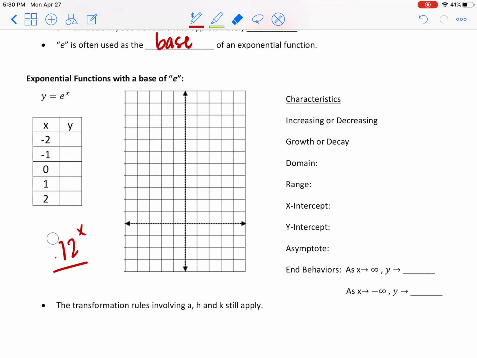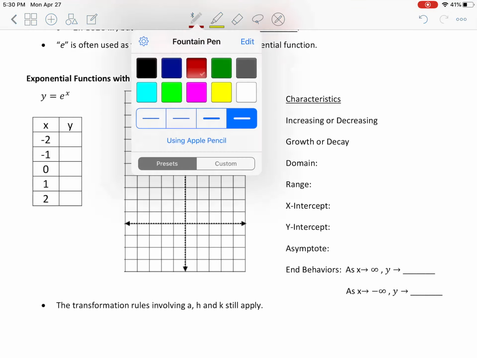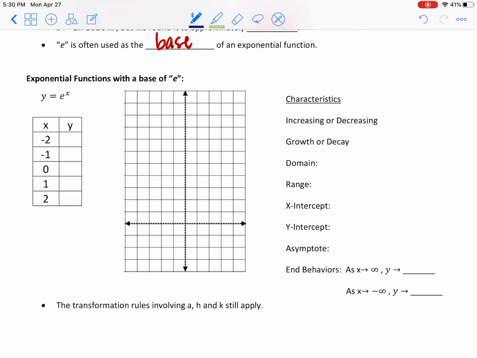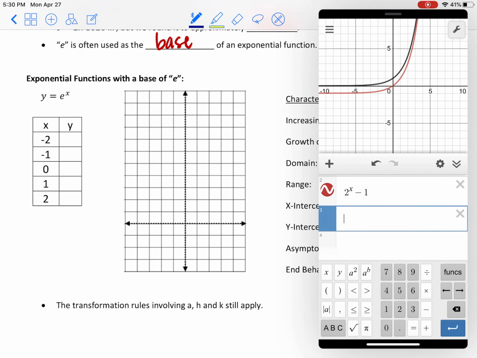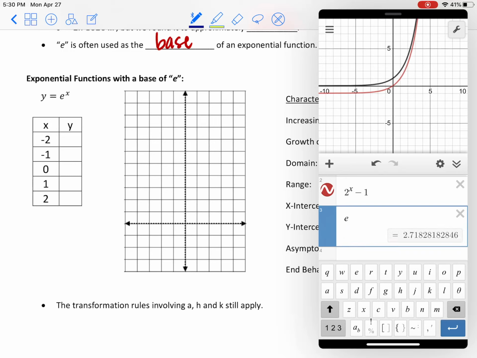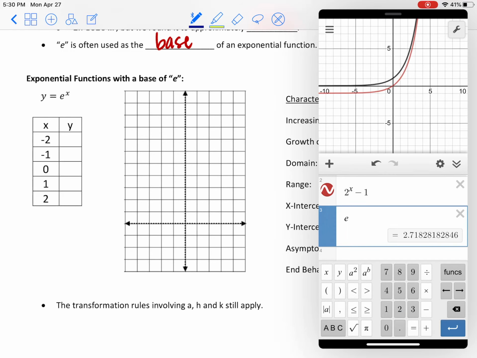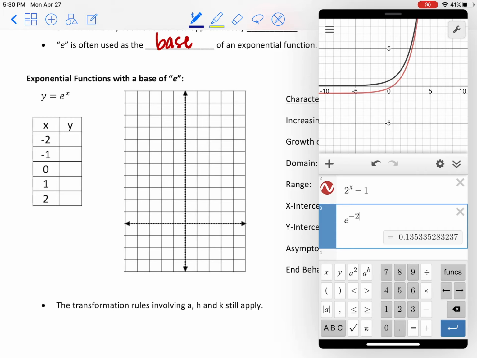So e to the x, I just want you to see it here. We should really already know what this graph is going to look like, because if e is 2.72-ish, what would our graph look like if it was 2.72 to the x power? Well, since this base is bigger than 1, we're going to see a graph that grows, okay? So it should look very similar to the first two that we graphed from the front. But let's go ahead and make a table. Let's see, e to the -2nd.